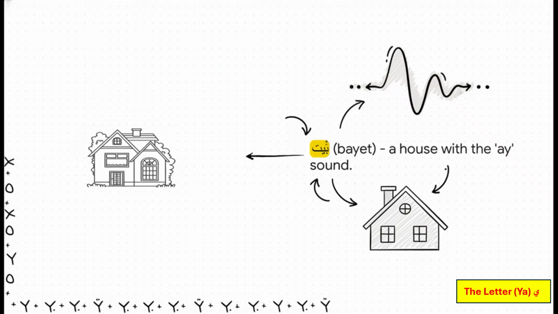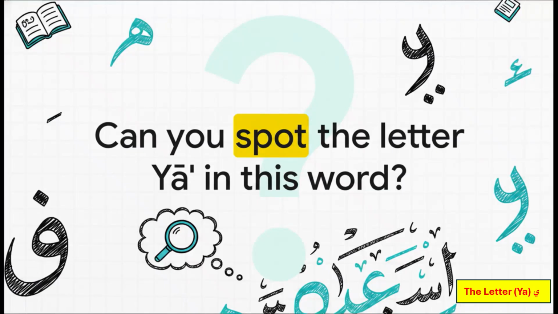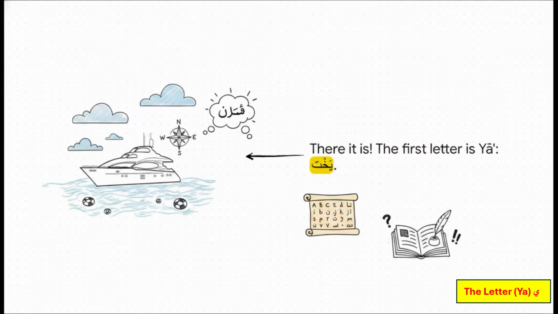It's a real workhorse. All right, you have seen the letter, you've heard its sounds, and now it's your turn. Let's do a little practice so you can spot it out in the wild. Okay, I'm going to show you a word. Your mission, should you choose to accept it, is to find the letter ya. Ready? Here we go. This is a yacht. The Arabic word is yakht. Take a quick look. Where's the ya? And there it is, right at the very beginning.